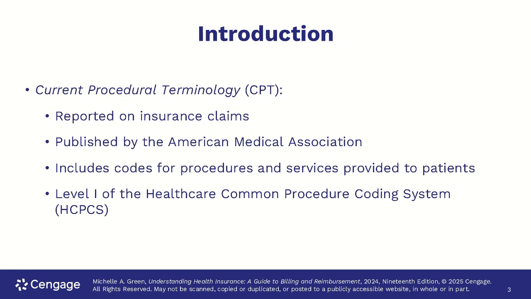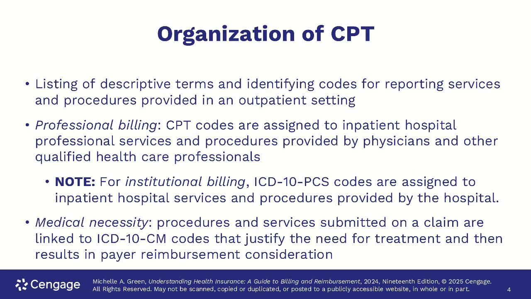CPT is a system that is owned, published, and copyrighted by the American Medical Association. It includes codes for procedures and services provided to patients to show what happened today. Now, CPT is considered to be level 1 of the Healthcare Common Procedural Coding System, also known as HCPCS, and HCPCS actually contains 2 levels. Level 2 is known as national codes, and they are in the HCPCS code manual. I'll talk about that in part 3 for chapter 8.